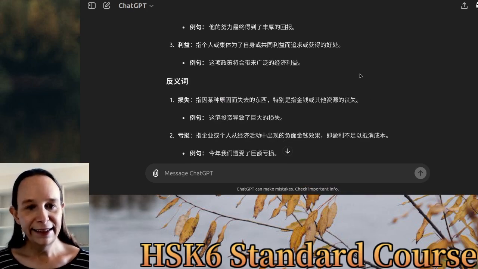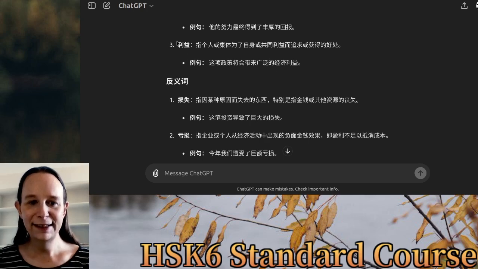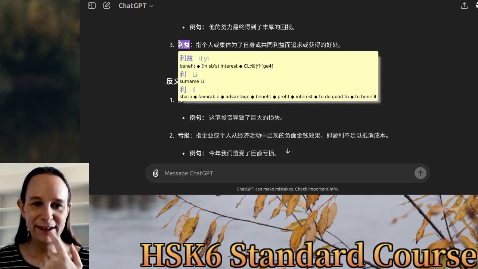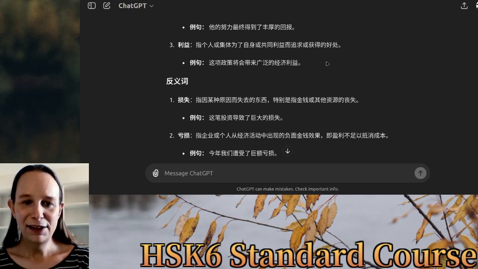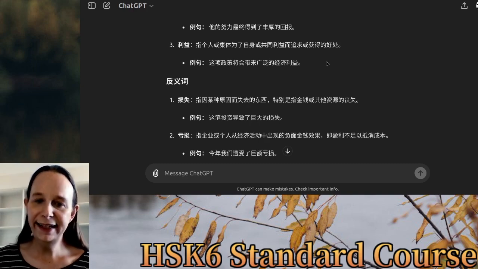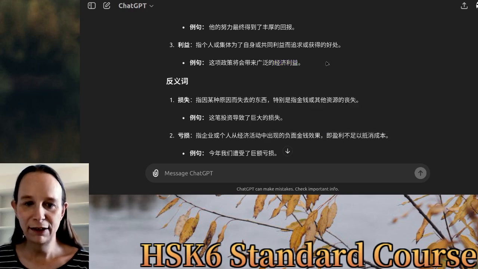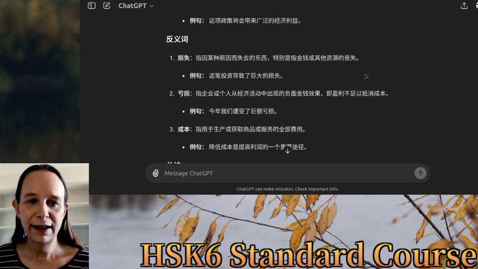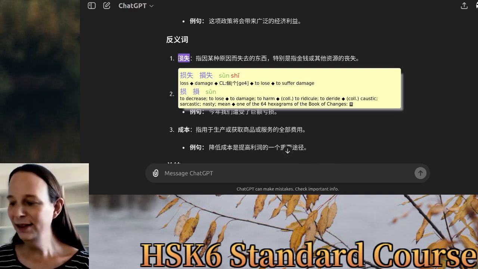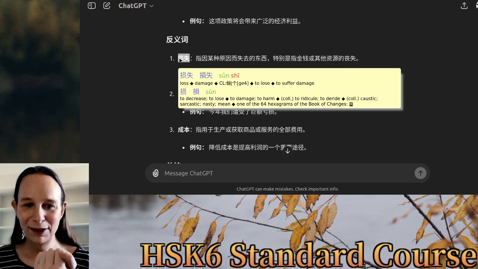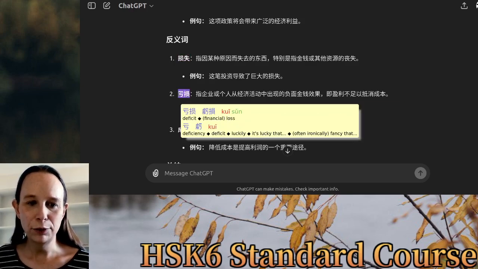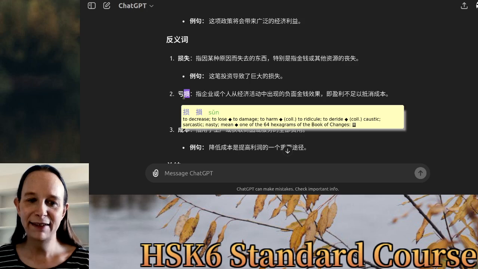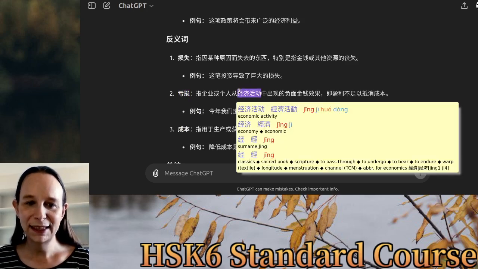And 利益, this is interest, benefit, okay, benefit. Benefit as a noun. 这项政策将会带来广泛的经济利益, so economic benefit, broad economic benefit. 损失 would be the antonym, losses and damages. Instead of shou-yi, instead of profit, you have losses. 亏损, yeah, this is also losses. This is deficit, right? 亏损, a little bit different.